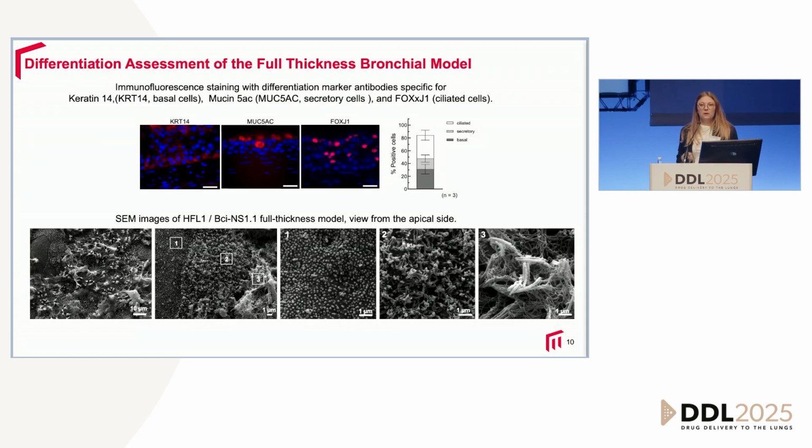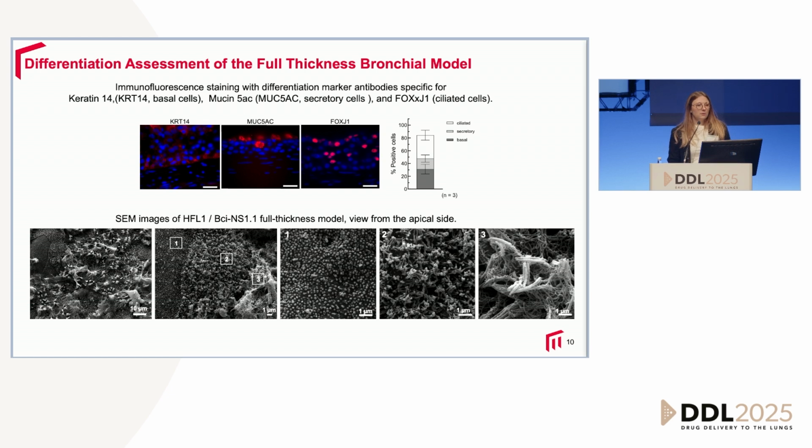And when you also assess the differentiation, again with the same markers, basal cell, secretory, ciliated, you have around 30% of basal cells, 15% of secretory, and 36% of ciliated, much more than in the split thickness. Also with the same, we can really see number one here, your secretory cell, and then in 2 and 3, the cilia and the mucus film.